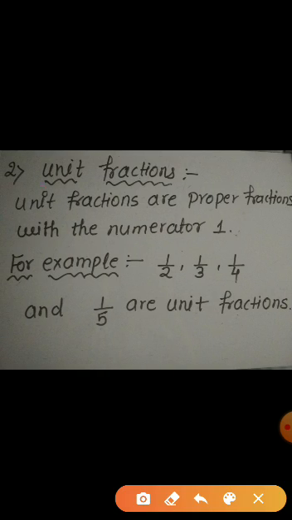The second is unit fraction. Unit fractions are proper fractions with the numerator 1. For example, 1 by 2, 1 by 3, 1 by 4, 1 by 5. Here in every fraction the numerator is 1. So we call them a unit fraction. As 1 is less than 2, 3, 4 and 5, we call it a proper fraction as well. So unit fractions are proper fractions having the numerator 1.